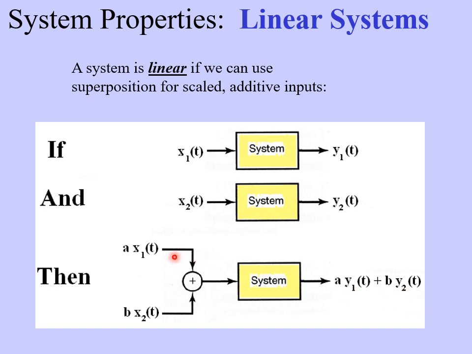So notice that x1 here produces y1, but it's been multiplied by a, so the output is multiplied by a. x2 produces output y2, and it has been scaled by some factor b, which shows up in the output. And notice since we're adding the two inputs here, the outputs are added together as well. So this is actually the definition of a linear system.